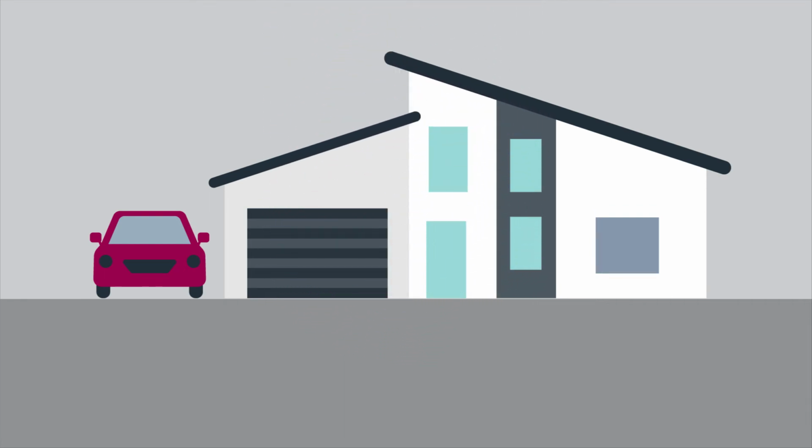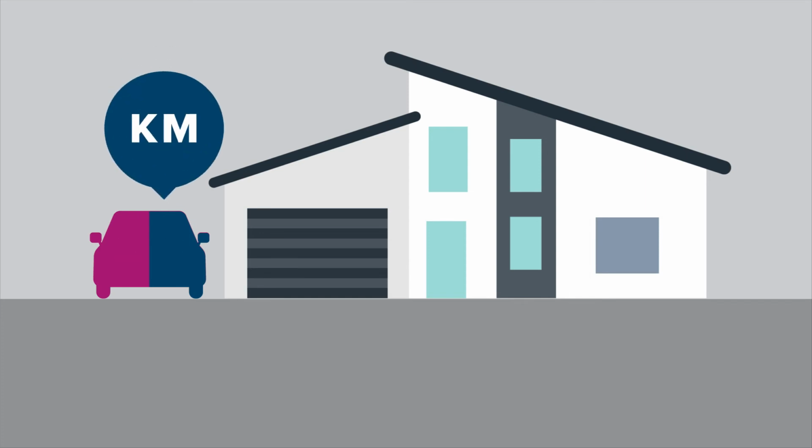Alan's office overlooks his driveway, which has his car in it. Alan's car is for both business and private use. To claim the business expenses relating to his car, Alan can work out the percentage of business use or keep a record of total kilometres travelled for business.